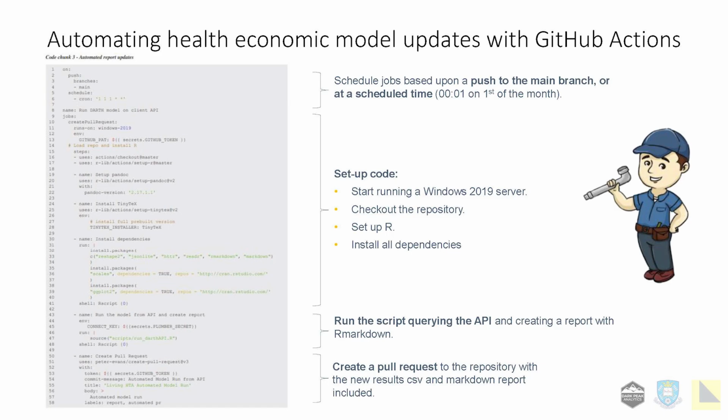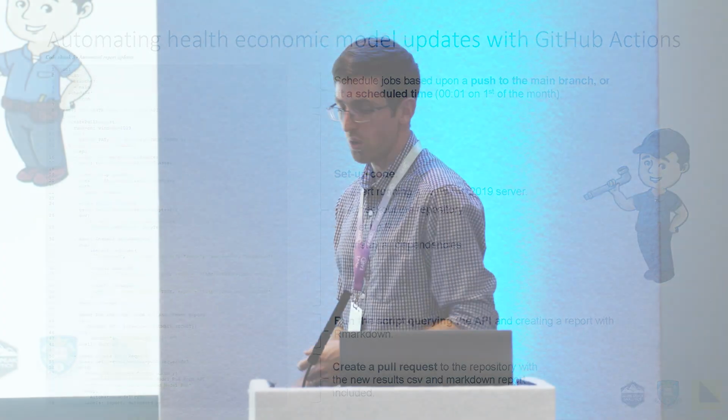And then we set up a load of code, installing R and some dependencies, and then we run that script, which I've just briefly talked through, which queries the API and creates a report with our Markdown. And then it creates a pull request to the repository with the new Markdown report included. So every first day of the month, the company would then get a pull request saying, here's your new report.